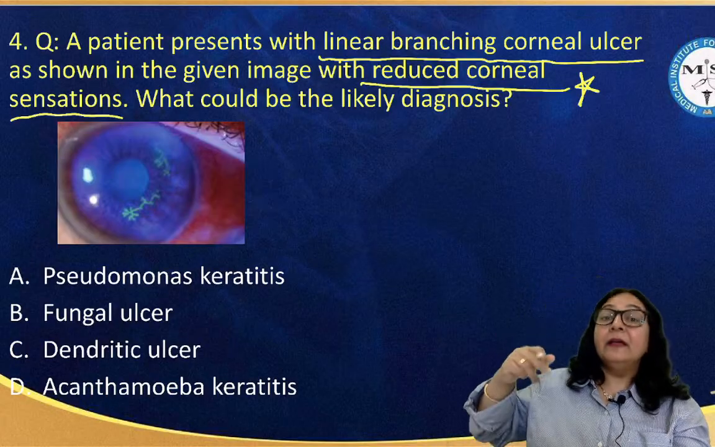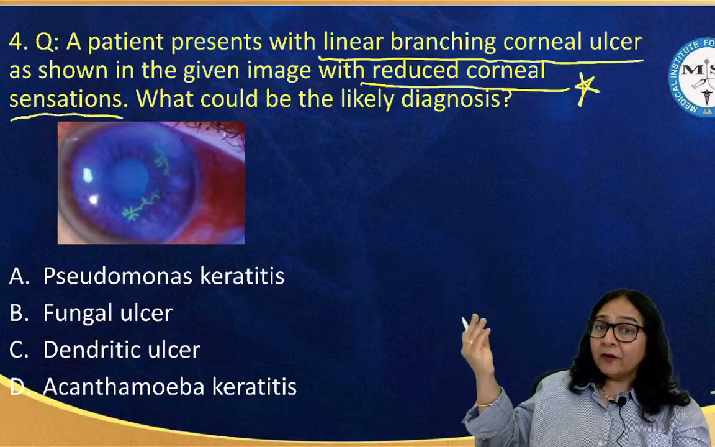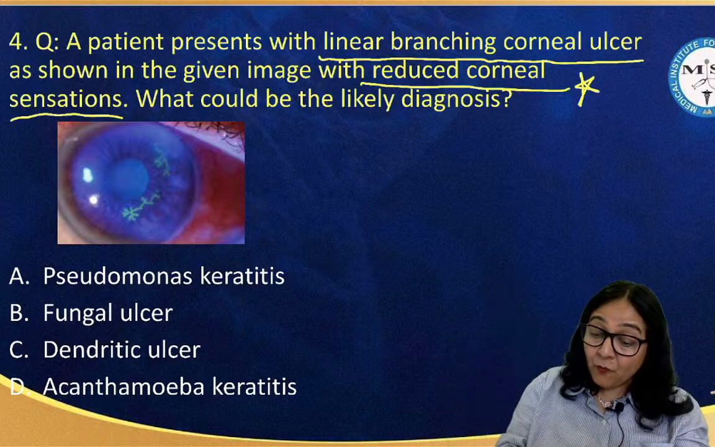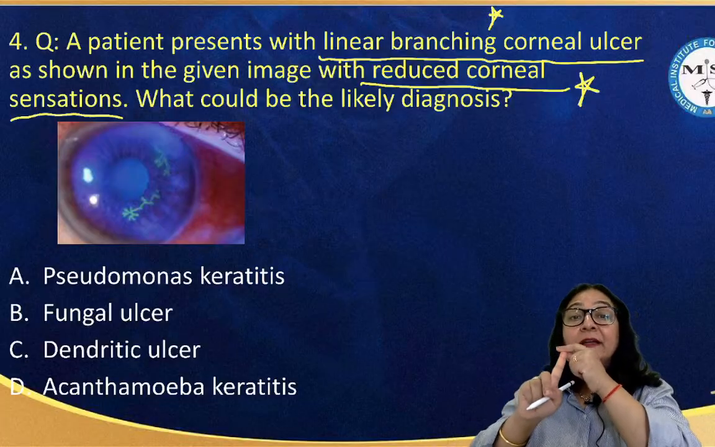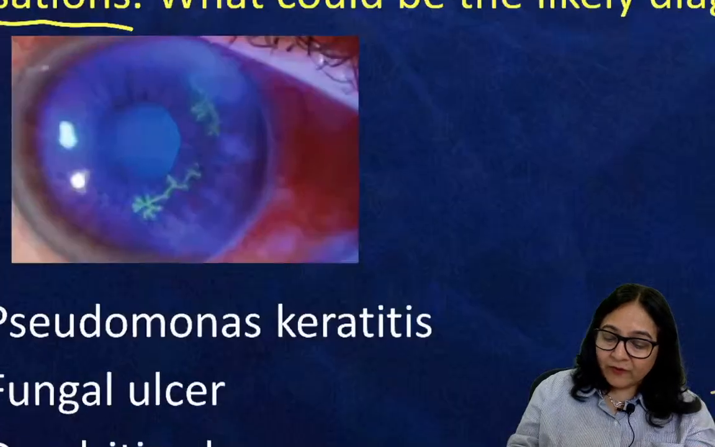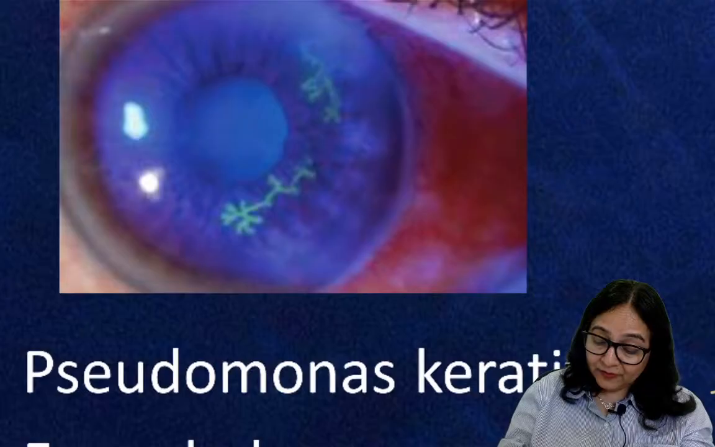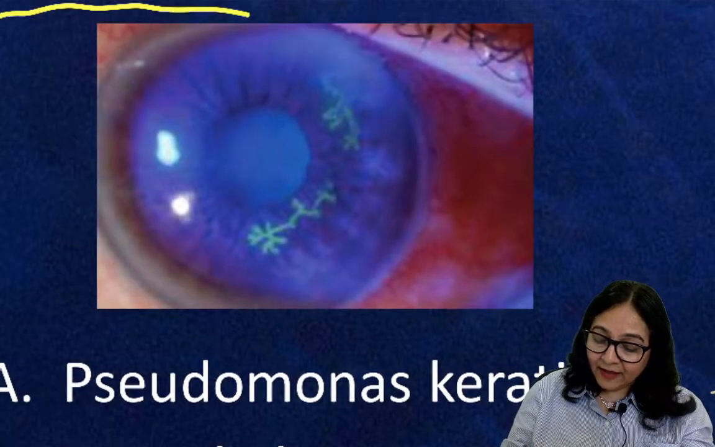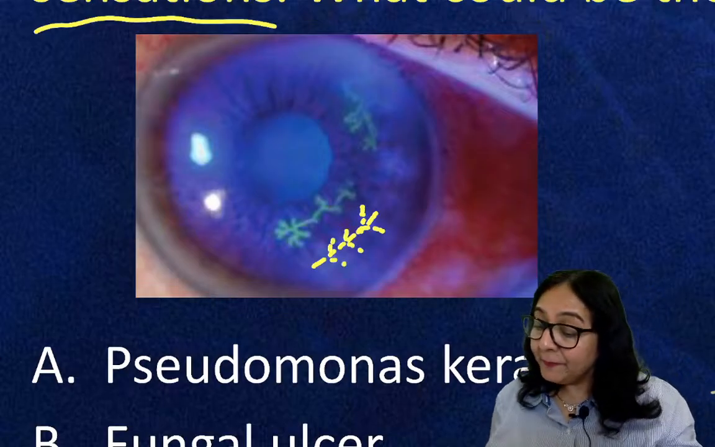Herpes virus. The reduced sensations can be in fifth nerve palsy and other causes, but the shape of the ulcer was the second point. So these two points: shape of the ulcer, linear branching. Linear branching means what we have been calling dendritic ulcer. See, this is a kind of a linear ulcer, and then branches going from here, like dendritic. Okay, right?